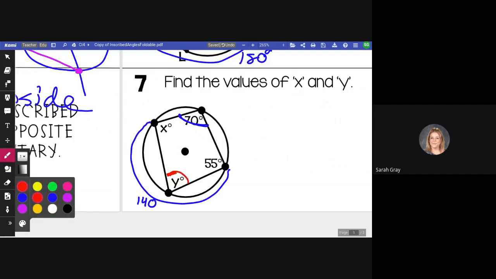That would be the y. It opens up to the red arc. Well, the red arc has to be the other part of the 360. So that's 220. Which makes y 110. So the 70 and the 110 are supplements of each other, adding up to 180. Because if you double that, you get the whole circle. Because those two angles together create the whole circle.